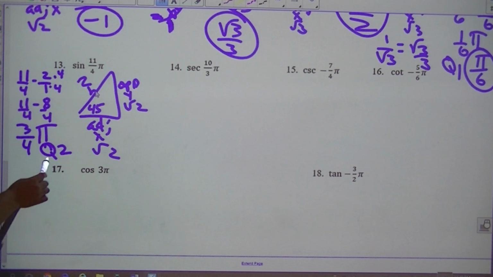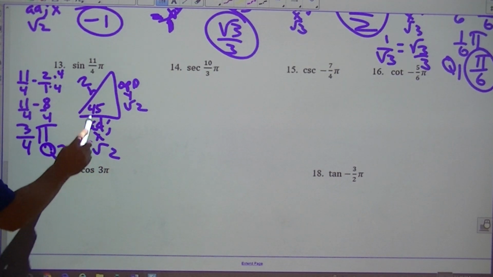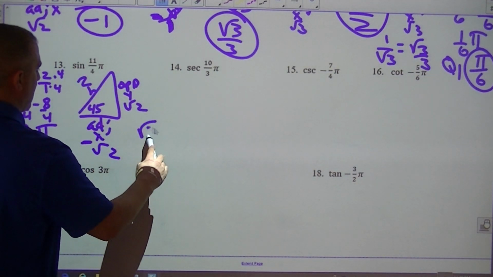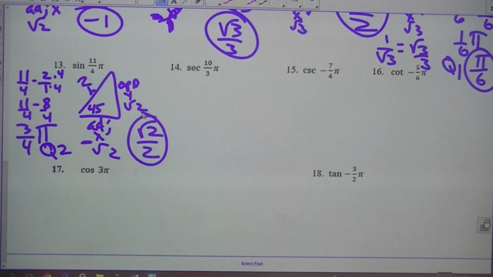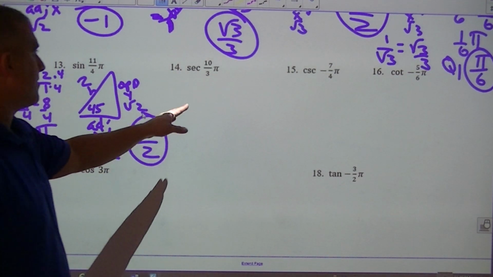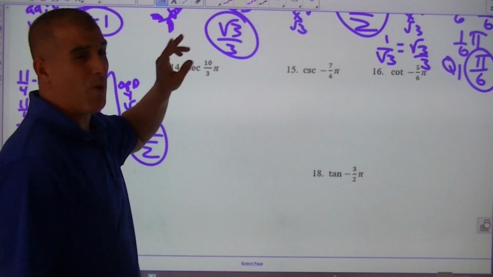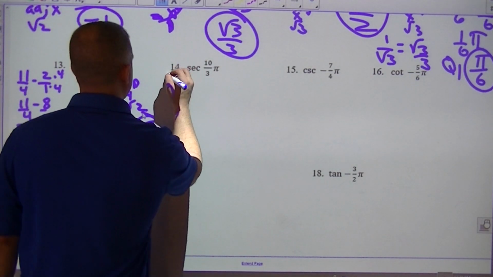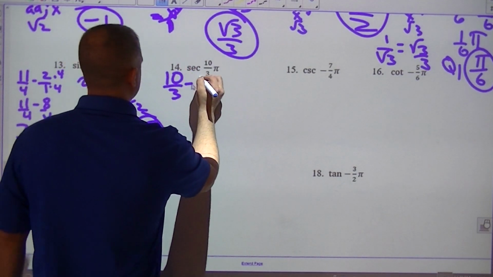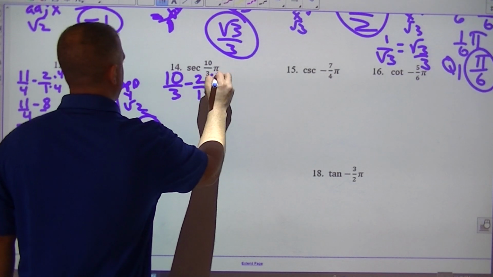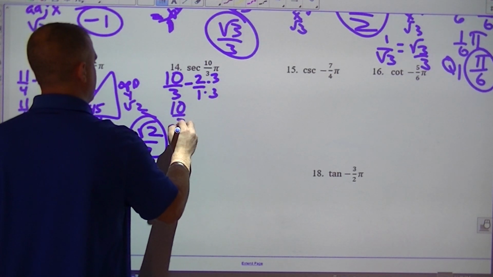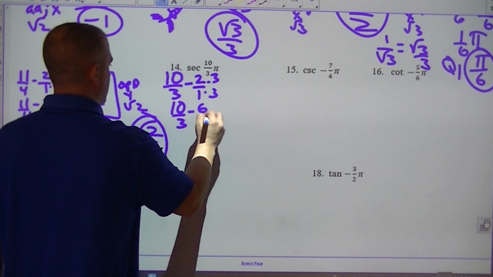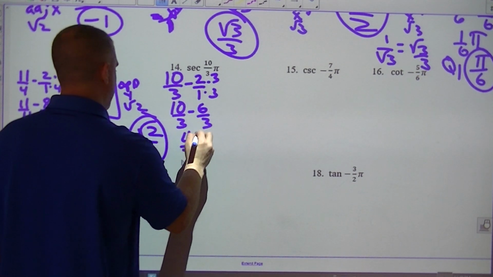All right? Since I'm in quad 2, the x will be negative. Sine will be opposite over hypotenuse, so square root of 2 over 2. Once again, this one goes in more than twice. So I'm going to have to take 10/3 and subtract by 2 over 1, which I'm going to do times 3, so that's 10/3 minus 6/3, which will be 4/3 pi.